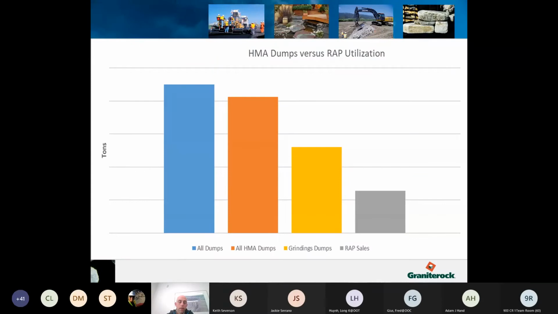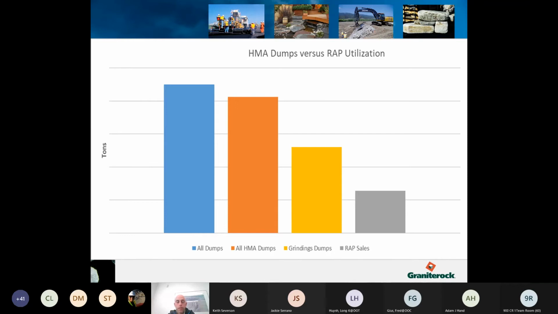This is a graph. I did my best to take what I thought was information from the Bay Area and made a best guess, just to give you a reference of what's coming in. So if you look at this bar chart, the bar on the left is probably all your dumps that would come into a facility in a given period of time. And then the next one over is just the HMA dumps, and that's broken AC and grindings. So the difference between the first bar and the second bar would be concrete rubble coming in.